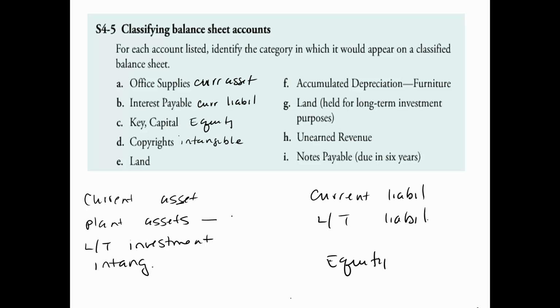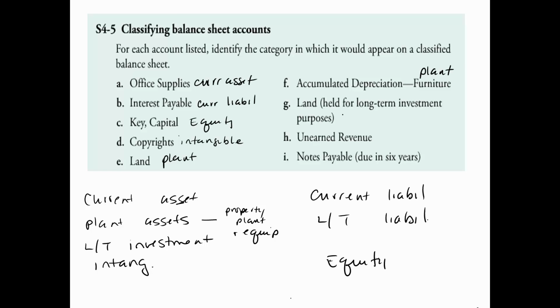Plant is also sometimes called property, plant, and equipment, which helps you remember what's in it, but those are all what we call plant assets. So the land that my building is on and all my equipment is on is still productive, so that is a plant asset. Accumulated depreciation. If I'm depreciating this asset, then it's clearly going to be used for more than a year. I wouldn't depreciate it if it's a current asset. So this has got to be part of my plant assets.